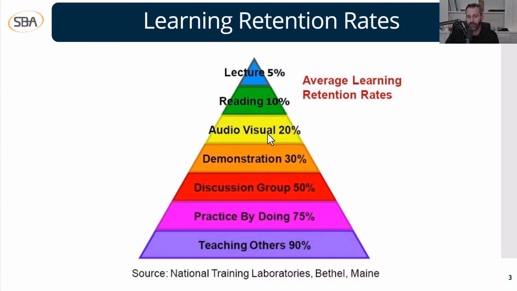Next, we have audio visual. This can be like a pre-recorded video instruction or some kind of lesson that was recorded. This could be on YouTube, it could be on TikTok or Twitter X or whatever type of social media platform is out there. Or it could be a professional organization like Smart Buildings Academy where we make these pre-recorded video lessons. Okay, 20% learning retainage on that.